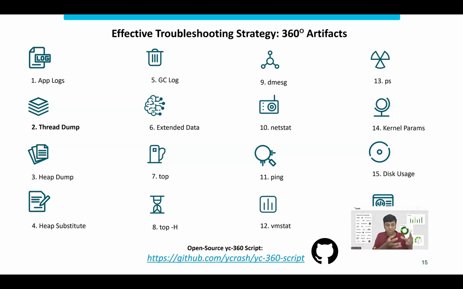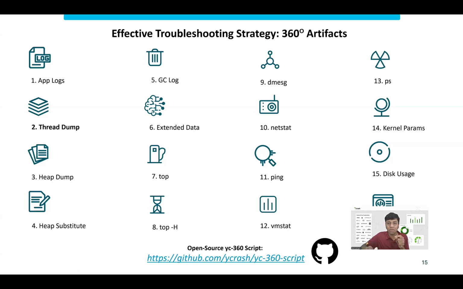Anywhere, anything could have gone wrong. So the best way to troubleshoot any production problem is to equip yourself with 360-degree data. So what is 360-degree data? Number one, the most powerful artifact that we use for troubleshooting production problems is application logs. And then thread dumps, heap dump, heap substitute, garbage collection log, netstat, vmstat, iostat. So this script captures all this data and bundles it as one single zip file for you. Now you can take the zip file and do the analysis. This is an open source script. You can consider leveraging it to troubleshoot any production problems.